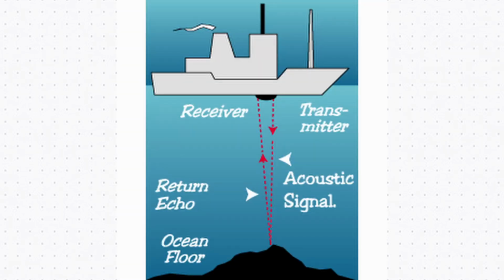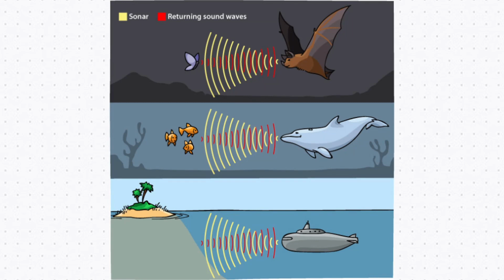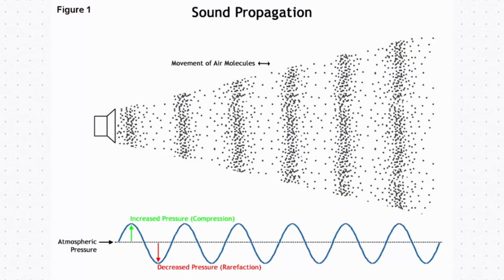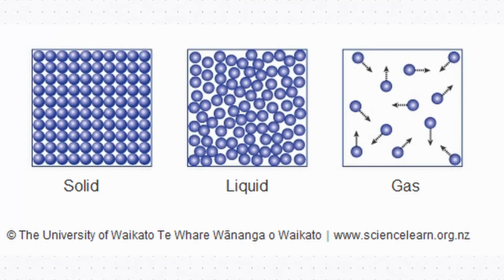Sound, the fundamental source of communication, is often used in various applications such as technology, entertainment, and nature. But how does it actually work? Sound is produced through a source causing vibrations in mediums such as gases, liquid, and solid.